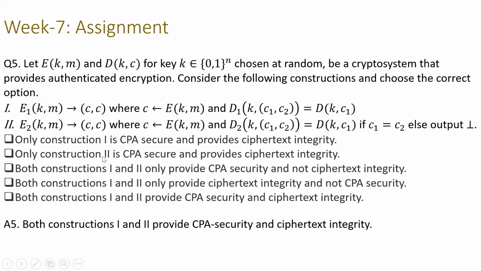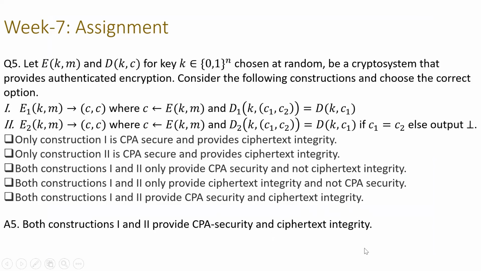And if we see that the second construction, the encryption algorithm, is exactly the same as construction 1. So in terms of CPA security, the encryption oracle access does not provide any extra information in the case of construction 2. Hence, construction 2 is also CPA secure. We can easily conclude. Now, about the ciphertext integrity, what was actually the concern in the next week.